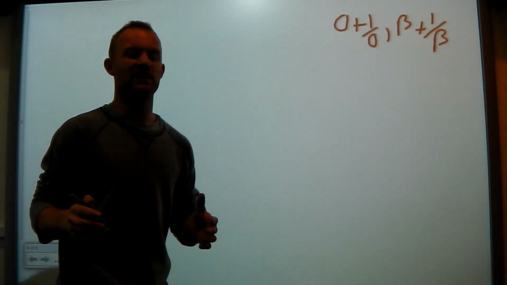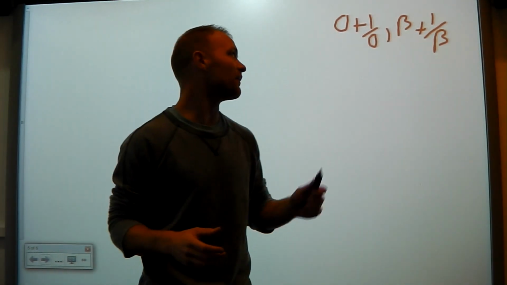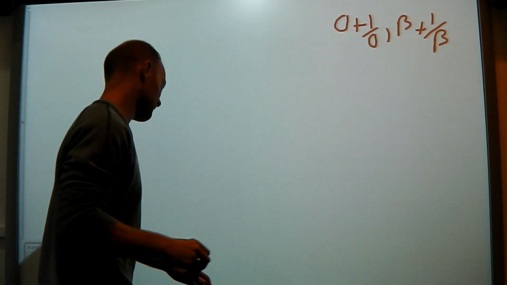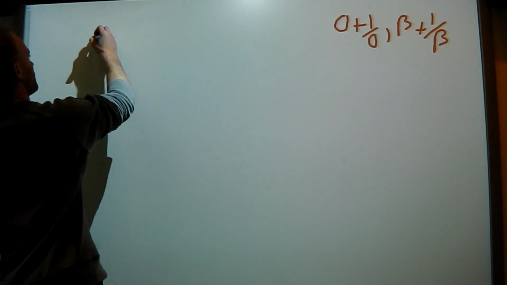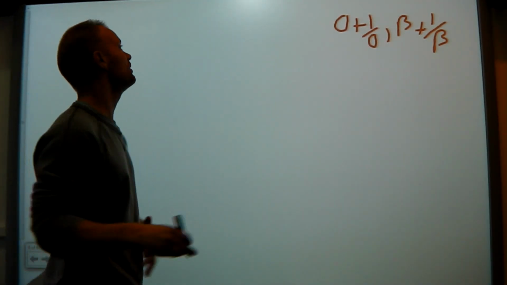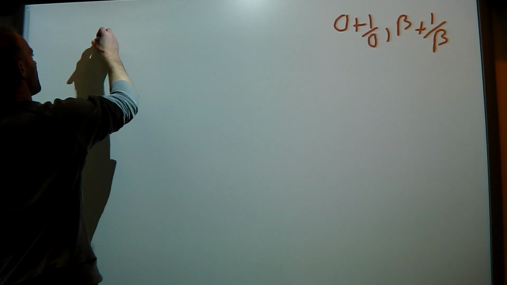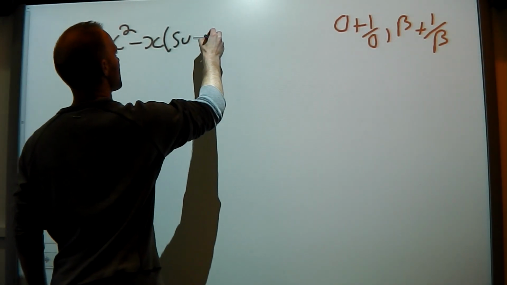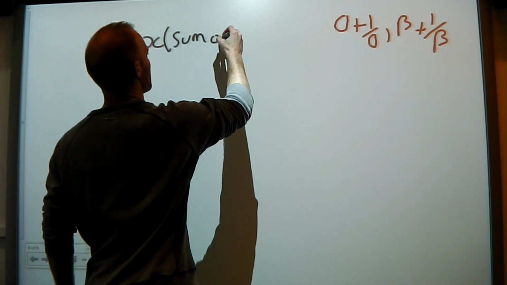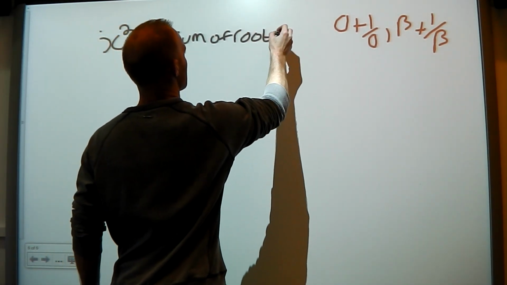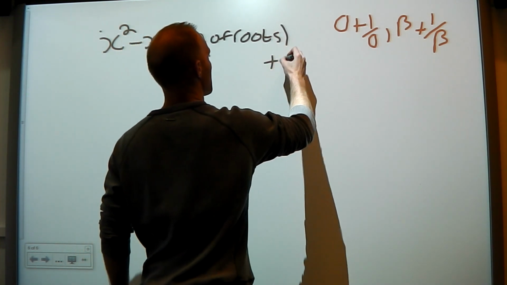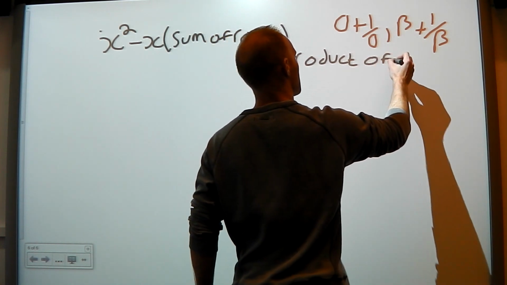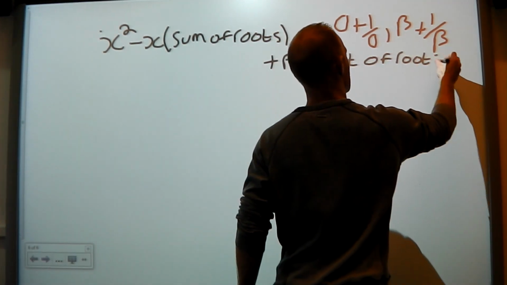we said find the quadratic equation whose roots are alpha plus 1 over alpha, comma, beta plus 1 over beta. So these are your two roots. Now we should know the formula here. When you're forming an equation with two roots, the formula is x squared minus x times the sum of roots, plus the product of roots, is equal to 0.